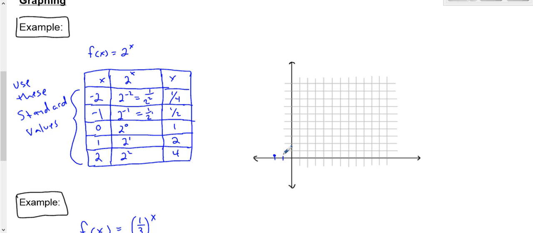-1 will be 1/2, so that's not much higher. 0, 1, 1, 2, and 2, 4. Okay? Can you see how it's curving up? And if I really wanted to plot another point, I could plot 3, and 2 to the third is 8. Okay, so 3, 2, 1, 2, 3, 4, that's 2, 8.